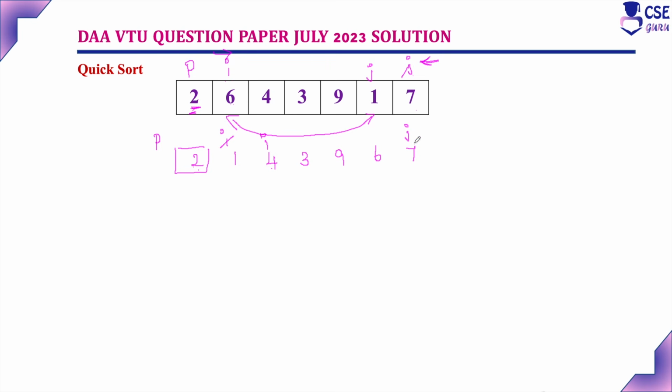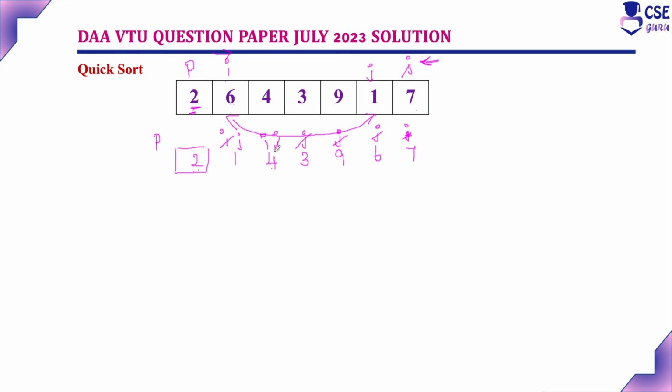Next, J will point here, right? We have exchanged these two elements, so J will point to this position only. So now J is pointing to 6. 6 is greater than 2, right? Decrement J to find the first smaller element than the pivot element. 9 is greater, so again decrement. 3 is greater, again decrement. 4 is greater than 2, again decrement. 1 is smaller than 2. Yes, we have identified with the J index the first smaller element than the pivot element.